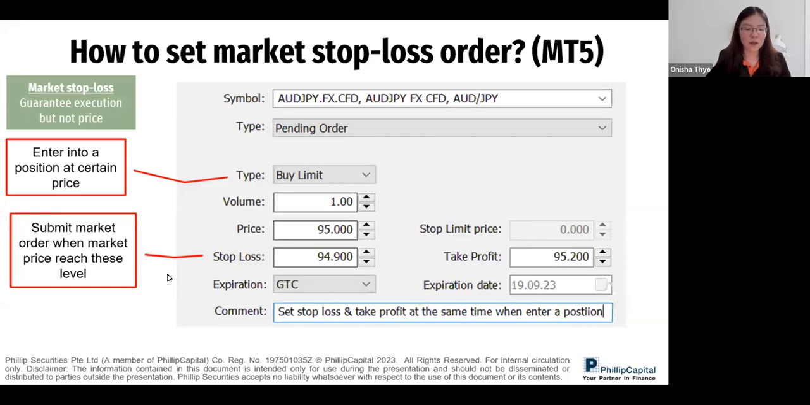So when you submit at this price, you buy at this price, 95, then they will be submitting a stop loss of 94.9. So 94.9 will be submitted at a market price. Yeah, so this is our MT5 platform. For POEMS, we do not have this, but it is much more convenient for traders to use MT5.